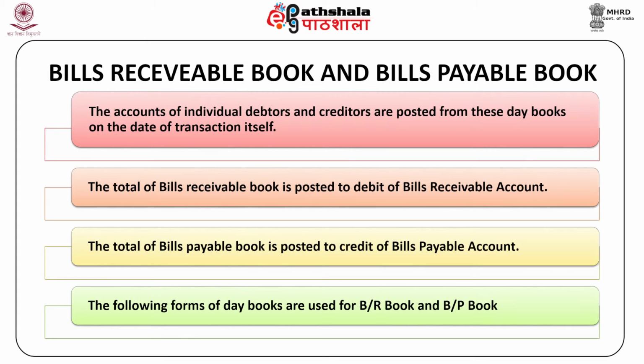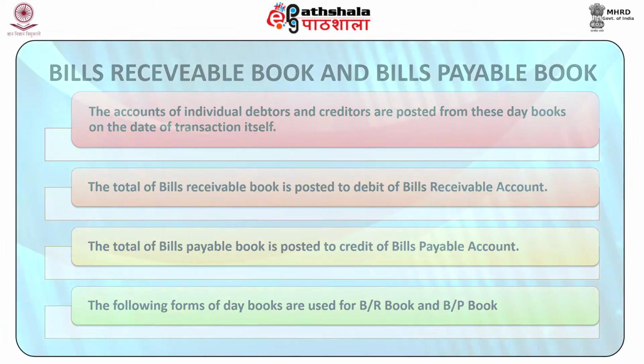And these are the rules of posting. Number one, the accounts of individual debtors and creditors are posted from these day books on the date of transaction itself. Number two, the total of bills receivable book is posted to the debit of bills receivable account. Number three, the total of bills payable book is posted to the credit of bills payable account. And this is the form of day book which is used for BR book and BP book.